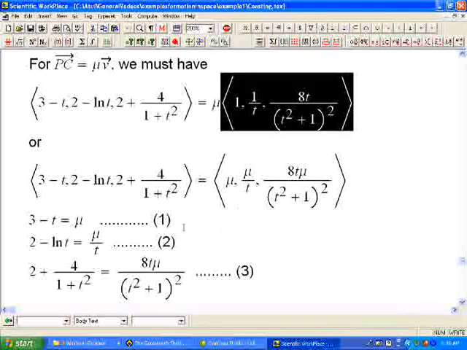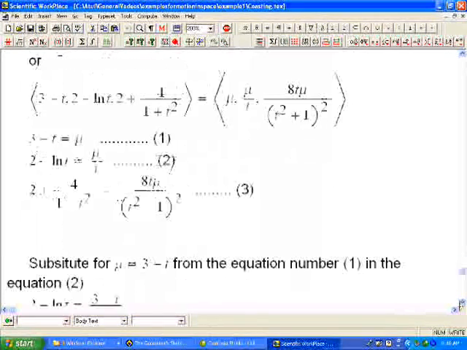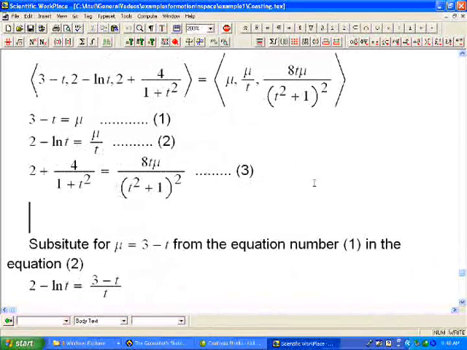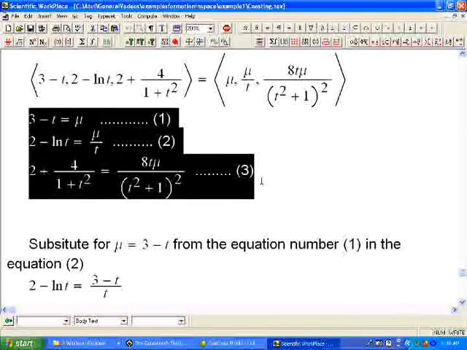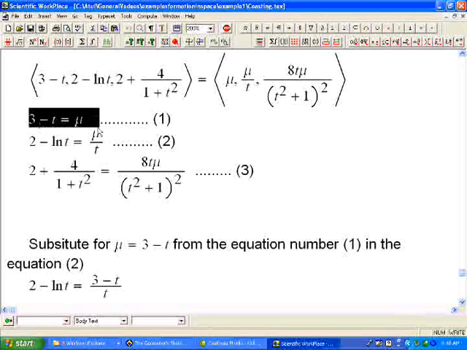Now, in order for these two to match, we should have each component equal, so we get a set of 3 equations. Now all we have to do is see if we are going to be able to find values of t and mu that satisfy all these 3 equations. Okay, now here our job is pretty easy. We have mu equals 3 minus t.